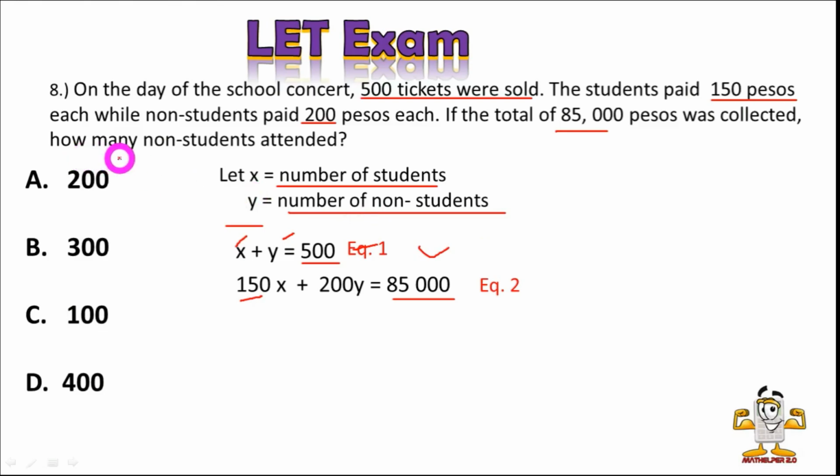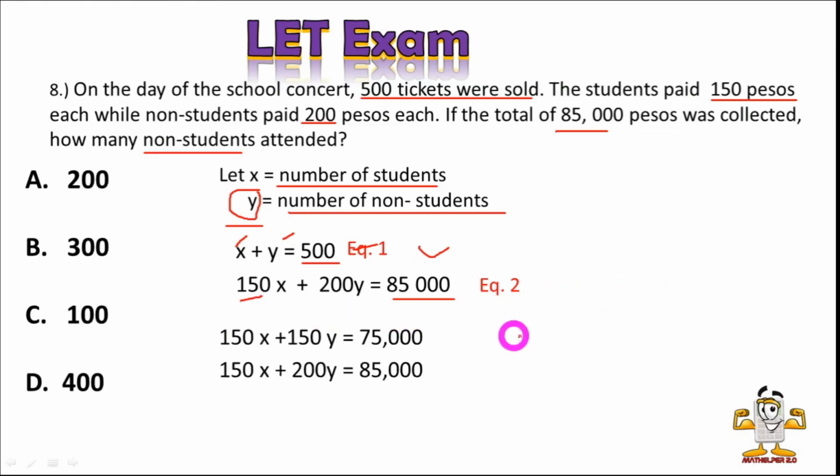Ang tanong is, ilan po yung non-students? So ang hinahanap natin yung y. So para makuha po natin yung y, is solve y in terms of x. So gawin lang natin is yung equation 1, mag-multiply po tayo ng 150.